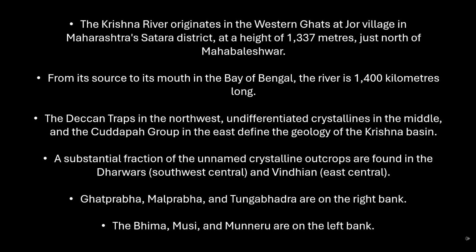The Deccan Traps in the northwest, undifferentiated crystallines in the middle, and the Cuddapah Group in the east define the geology of the Krishna Basin. A substantial fraction of the undifferentiated crystalline outcrops are found in the Dharwars, southwest central, and Vindhyan, east central. Ghataprabha, Malaprabha, and Tungabhadra are on the right bank. The Bhima, Musi, and Munneru are on the left bank.